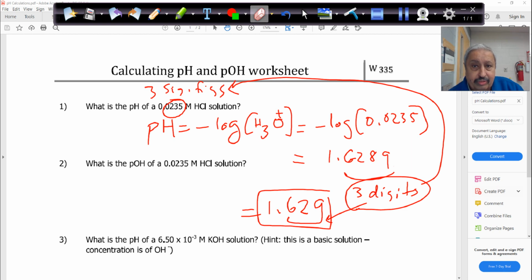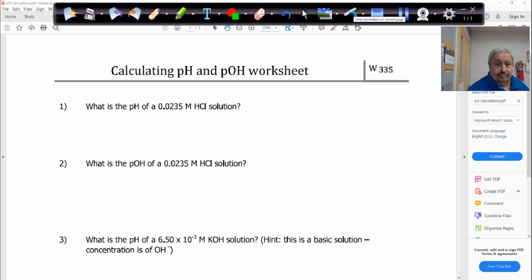1.629. So let me just take this one here out. Now we'll have number 2 and 3. So this is of course acidic. HCl, hydrochloric acid, strong acid. So that's acidic, correct? So let's do 2 and 3. Okay. So what is the pOH of 0.0235 molar HCl?